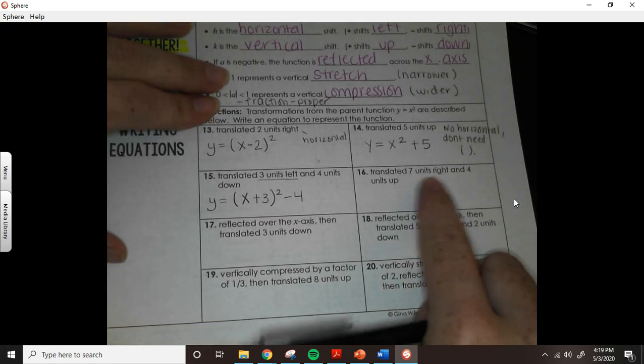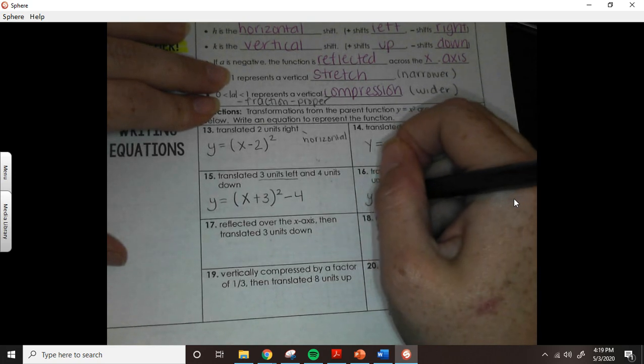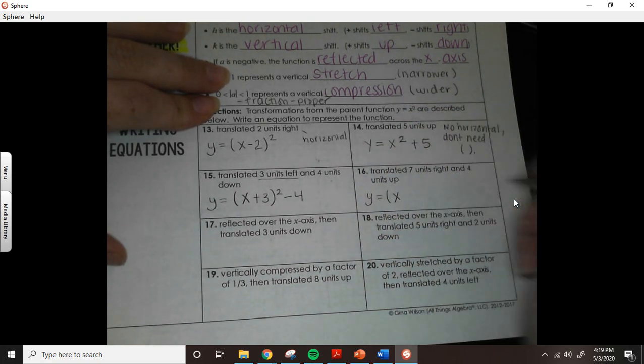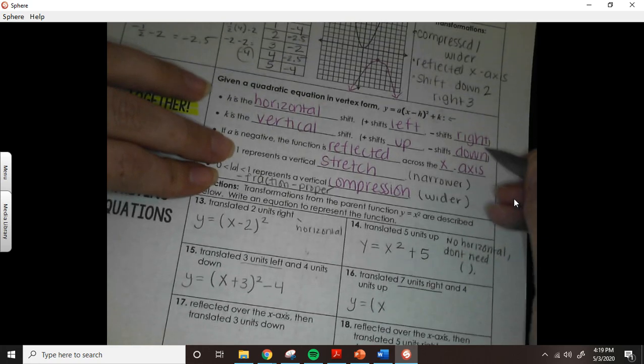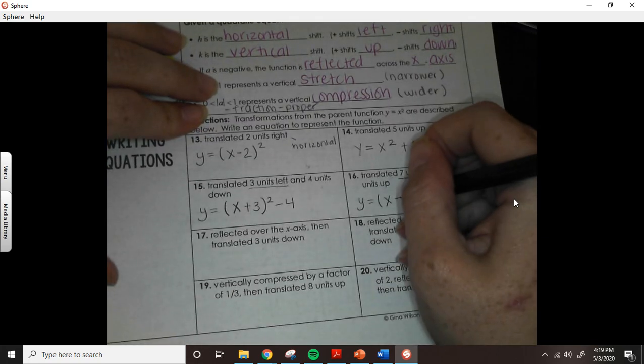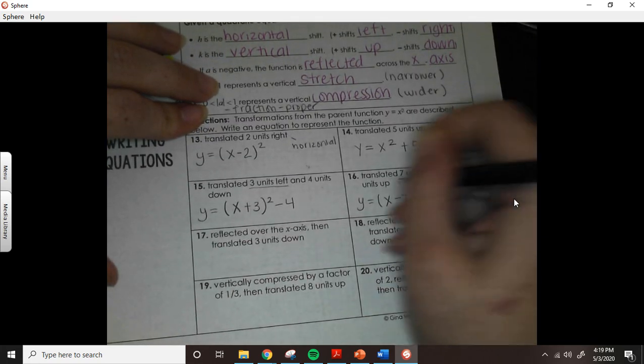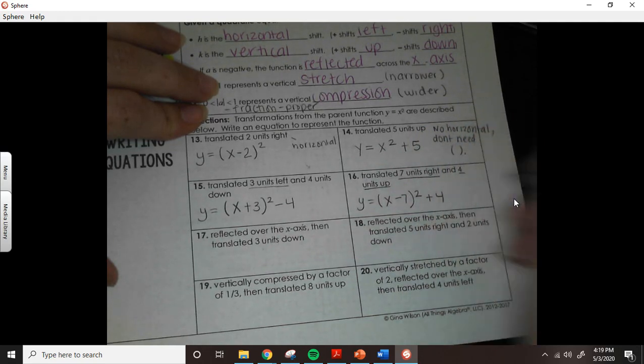Okay, this again is right and up, so I don't need anything as my a. So 7 units right, right means minus, so I'm going to do minus 7 squared, and then 4 up means plus 4.